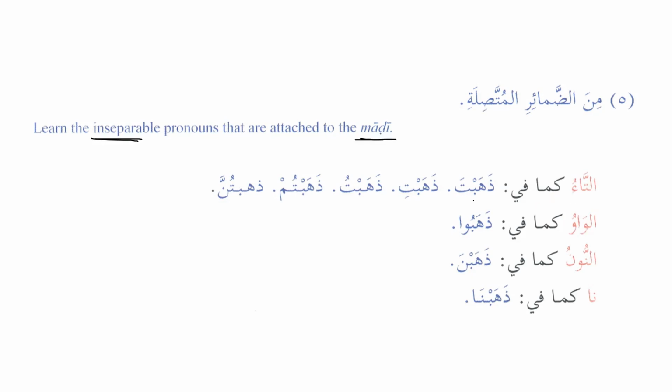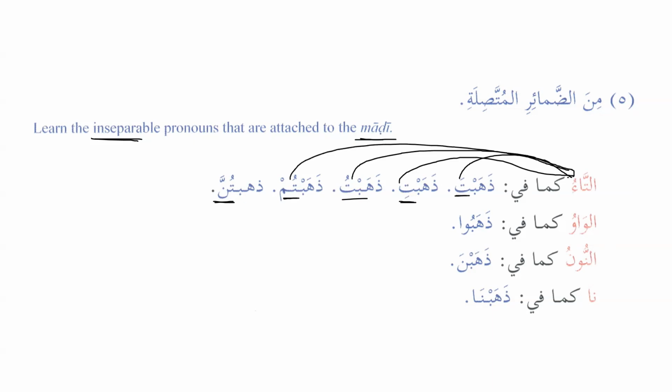At-ta'u kama fi dhahabta. So ta is always inseparable. We cannot separate it. Dhahabti, anti dhahabti, anta dhahabta, ana dhahabtu, and antum dhahabtum. Again, ta is inseparable. And in dhahabtunna, ta is inseparable. So basically, ta, as we can see here, is the doer in all the forms of the verbs that end with ta. However, we have learned that ta sakina is not the doer.